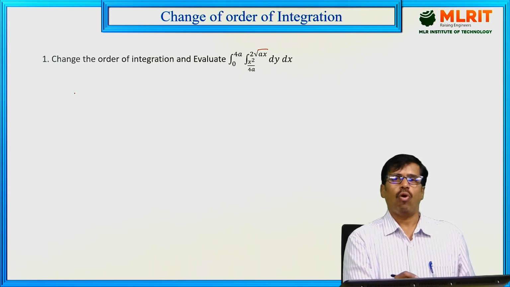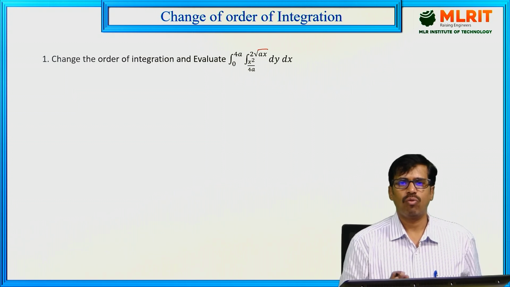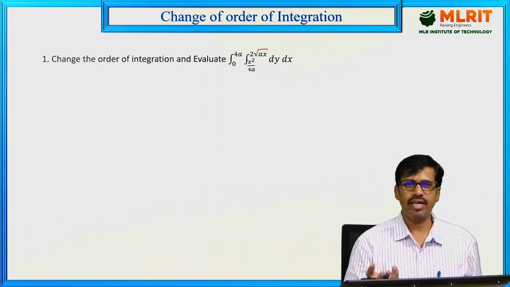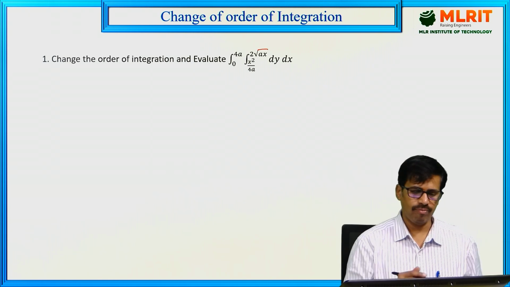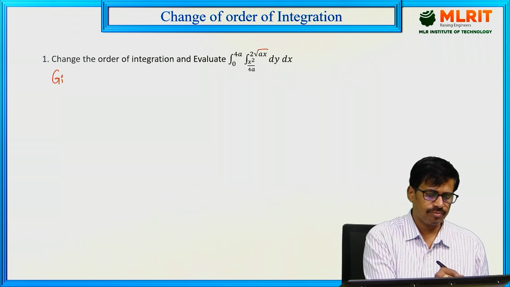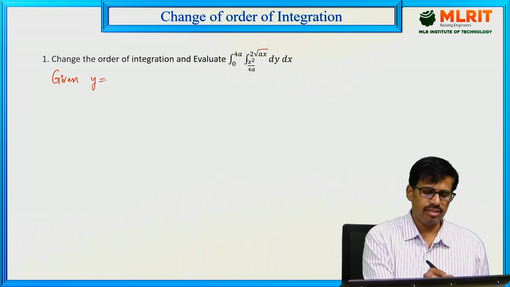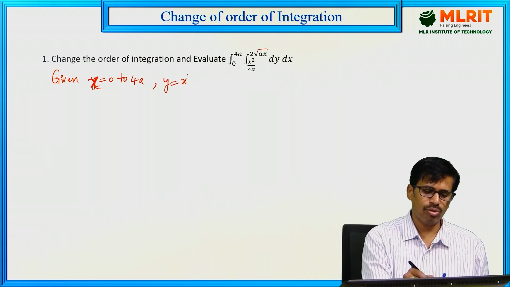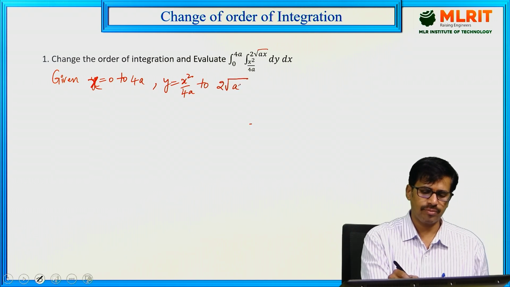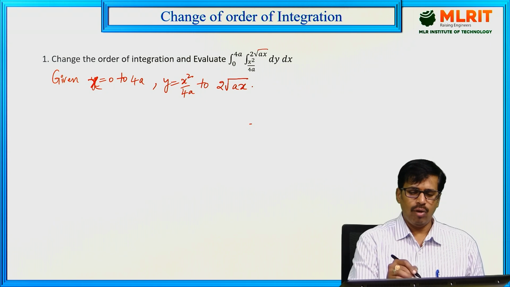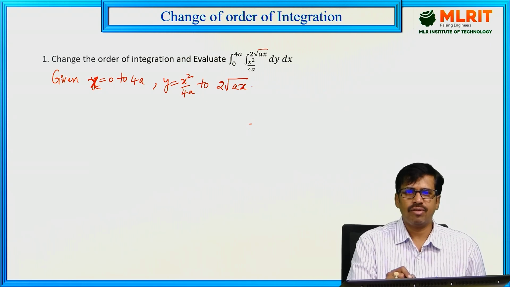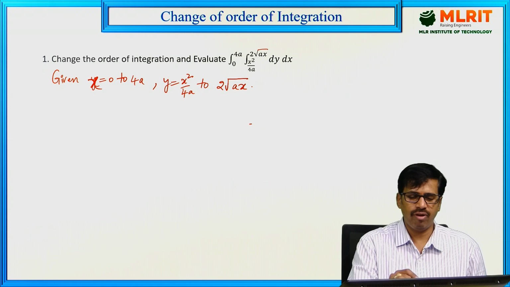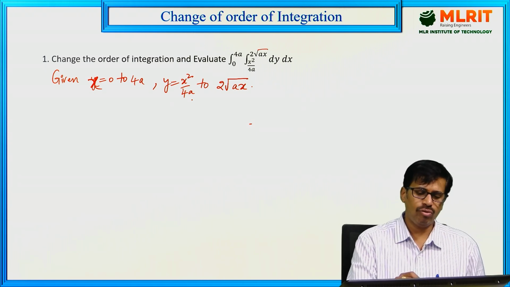So, first of all, what is given in the question, what are the x limits, what are the y limits, first you write down that, then we can easily understand how to change the order. So, first let us write down the given limits. Sorry, x limits are 0 to 4a and y is in terms of x, that is x square by 4a to 2 root ax, right. Now, y in terms of x is given, we have to write x limits in terms of y from these two curves. First of all, we have to draw these two curves.